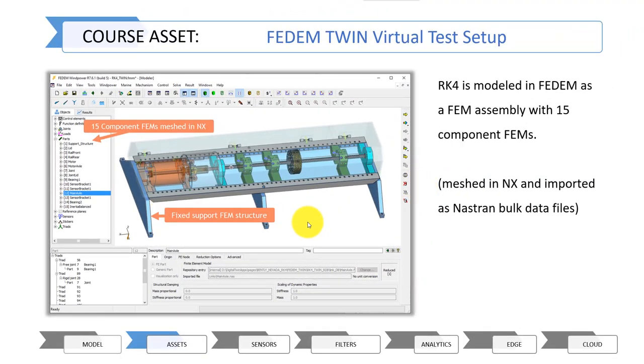Here you see the FEDEM user interface. It consists of the graphic window, a part browser, a topology browser, and a property window here. And as you can see here, this finite element assembly consists of 15 component FEMs which are meshed and imported from NX.